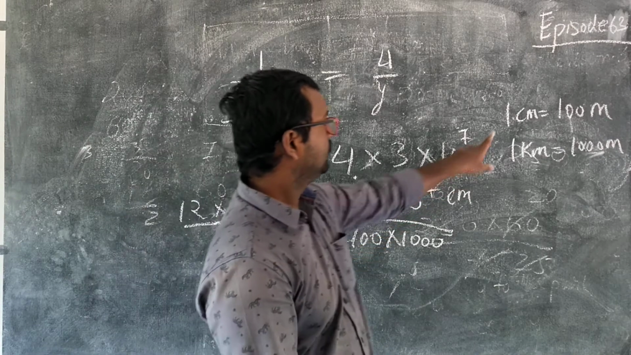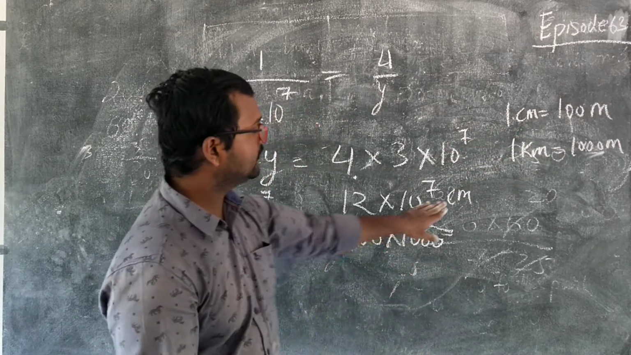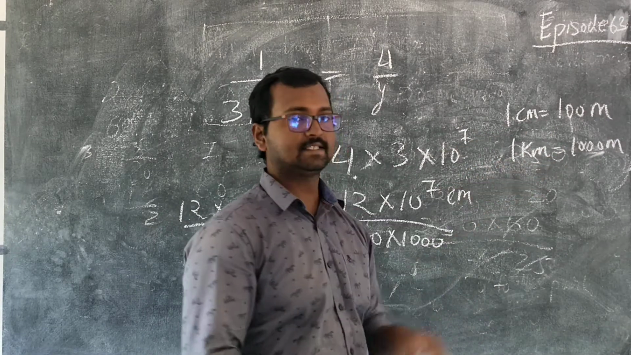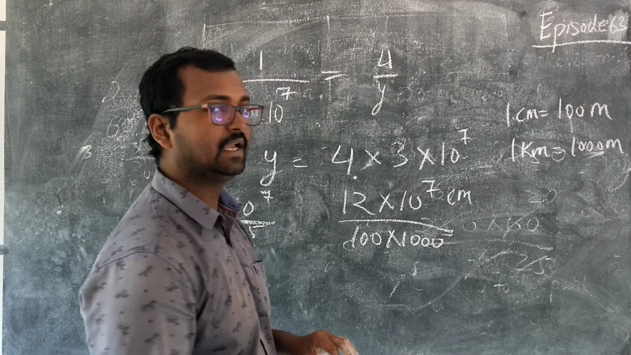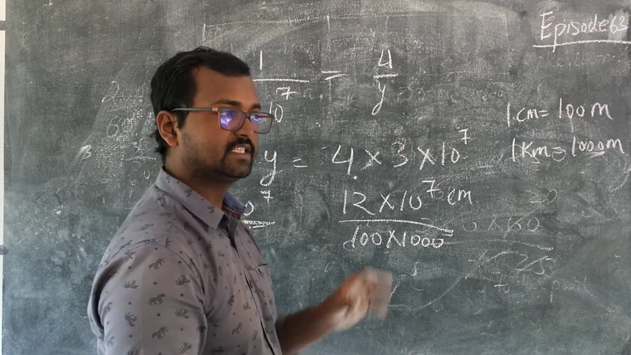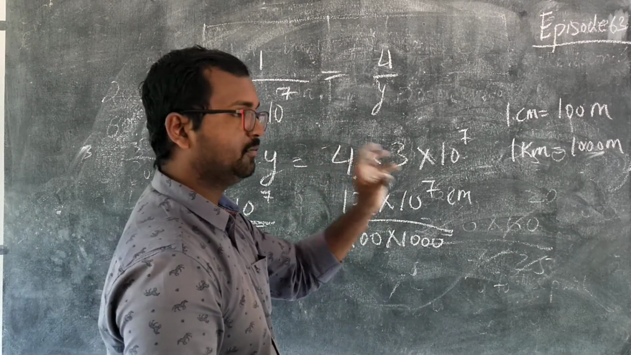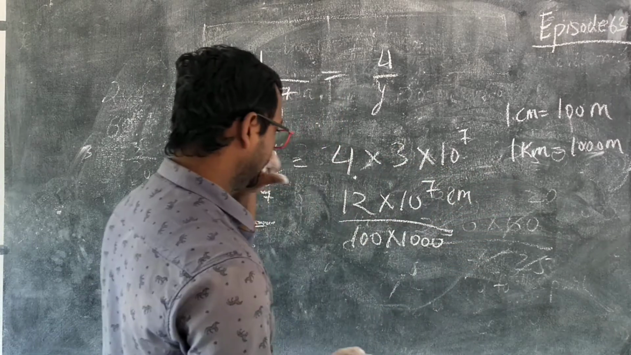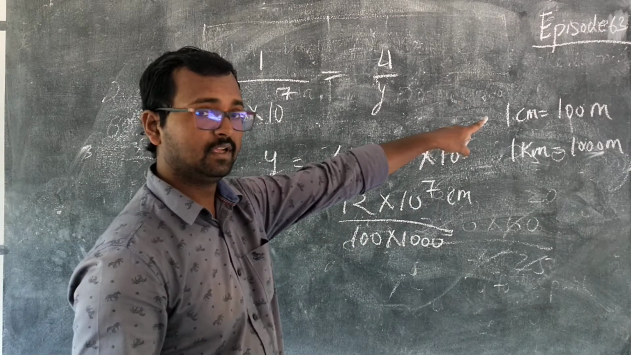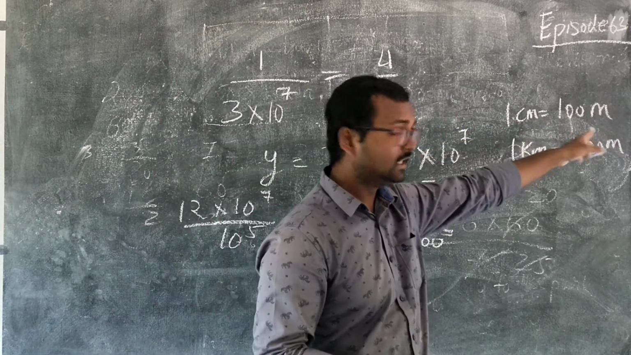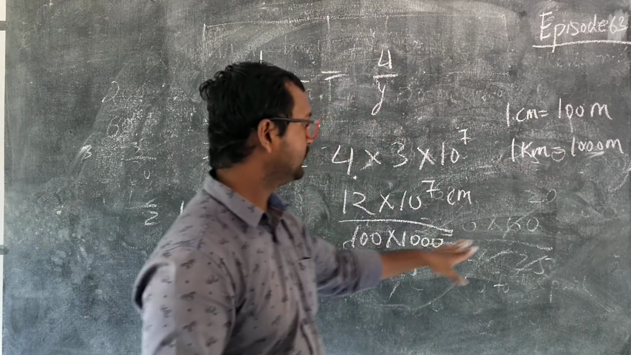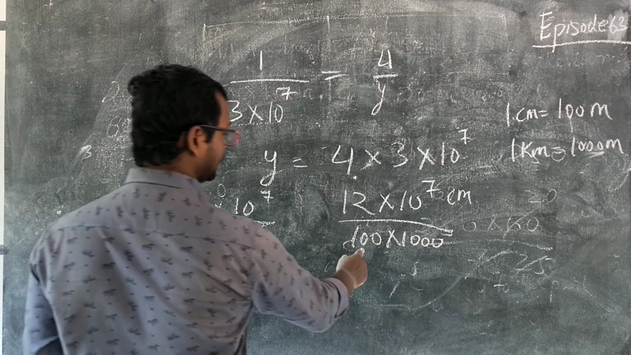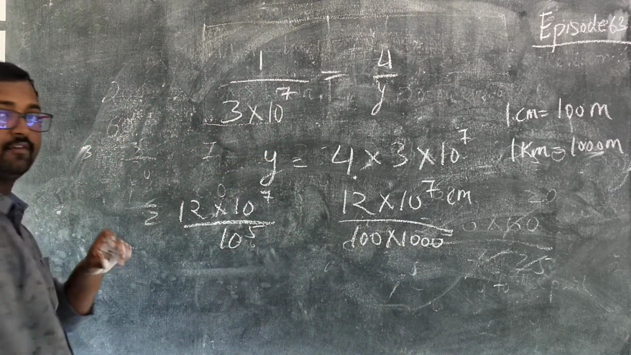Divided by, now see, if we want to convert centimeter to kilometer, 1 meter is 100 centimeter, and 1 kilometer is 1000 meter. Whenever we have to convert a smaller denomination to a bigger one, we divide. So here we divide by 100 to convert centimeter to meter first, then to convert meter to kilometer, we again divide by 1000. So how many zeros are there? 1, 2, 3, 4, 5. We can write it as 10 power 5.